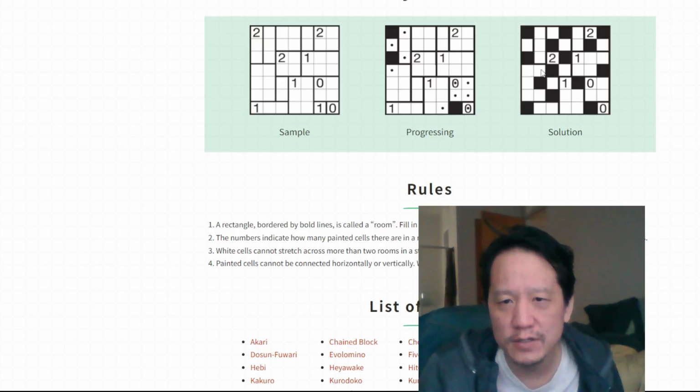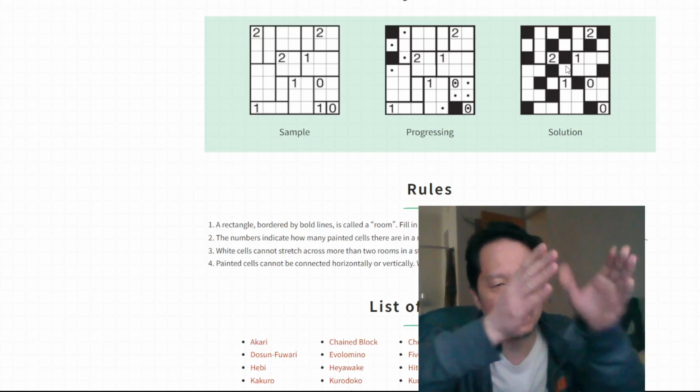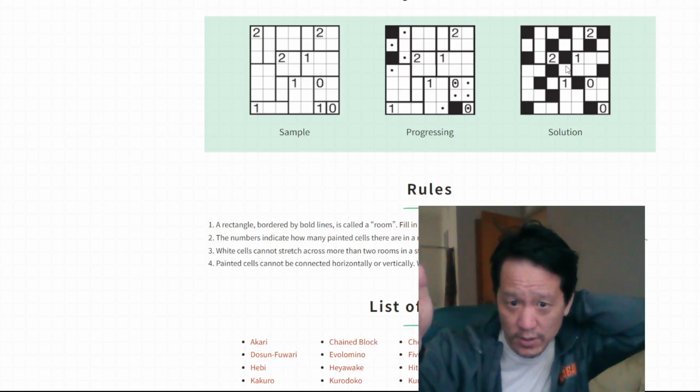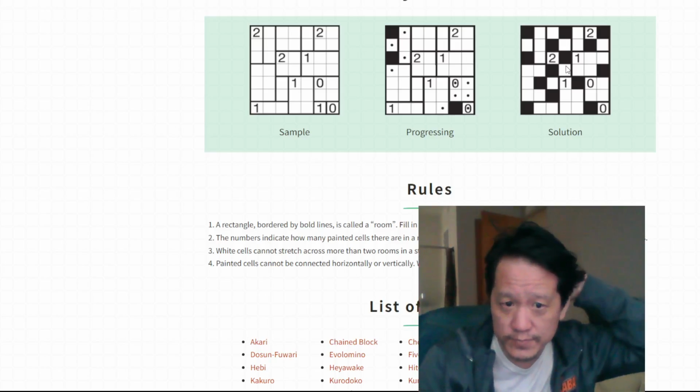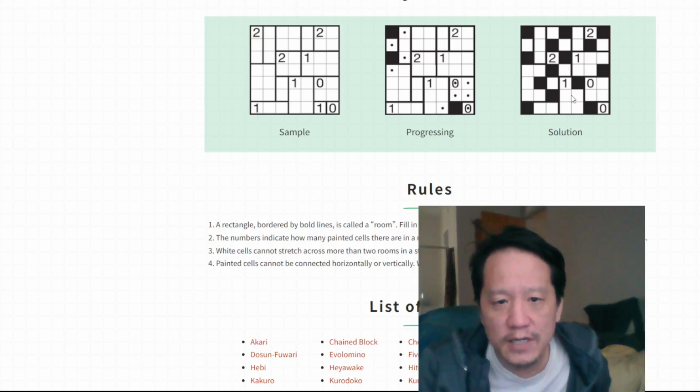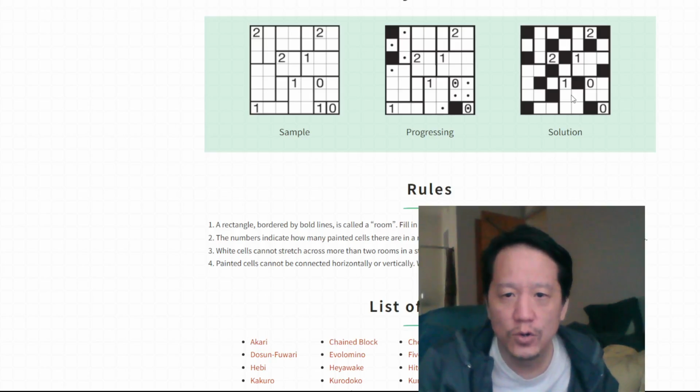So that means across more than 2 rooms in a straight line. Once you have 2 rooms worth of white cells, you cannot have the third room have another white cell. Again, the number indicates how many painted cells there are. Painted cells cannot be connected horizontally or vertically.